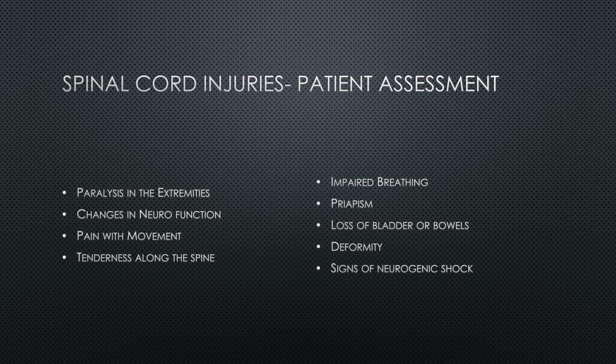So when we look at our patient as far as assessment is concerned, we want to check for paralysis in the extremities, any changes in neural function, any pain with movement, any tenderness along the spine, impaired breathing, priapism, loss of bladder or bowels, any deformity, and signs of neurogenic shock.